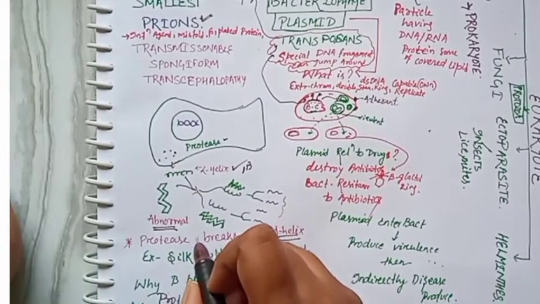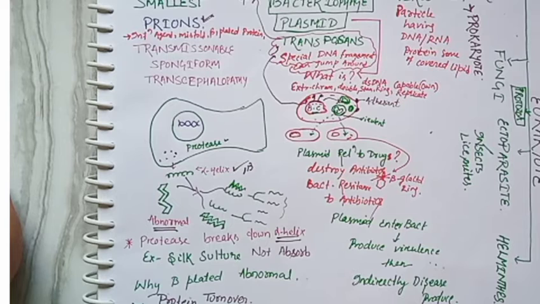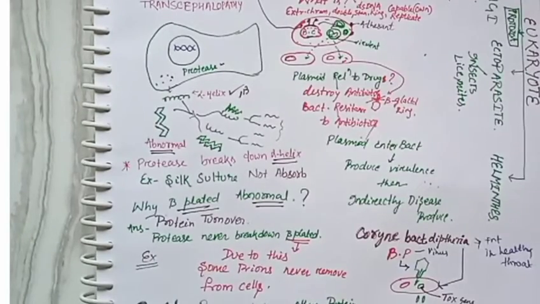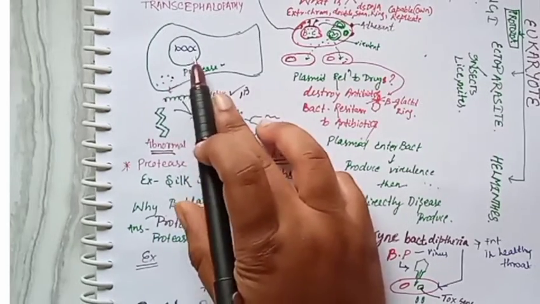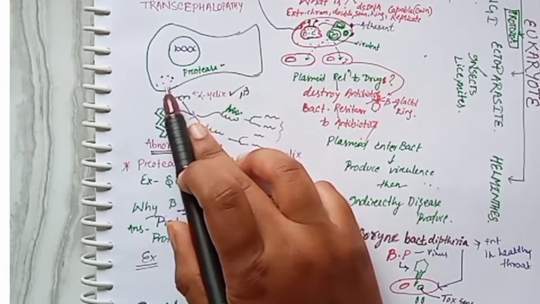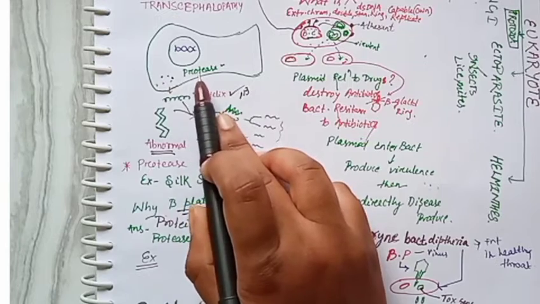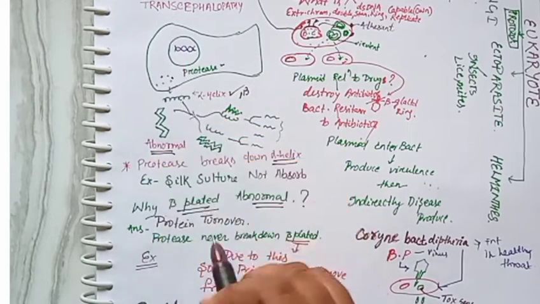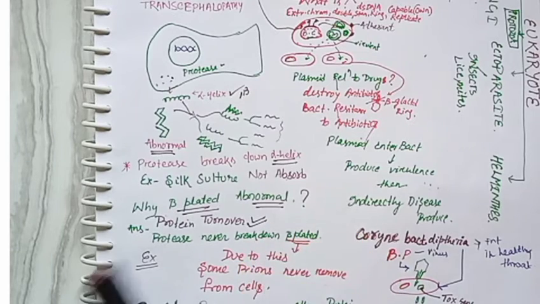Why it is called a prion, we discuss. Why are beta pleated known as abnormal protein? Because there was a concept given by scientists that from the nucleus the proteins which are synthesized are always degraded by protease and new proteins are synthesized. In that way we call it protein turnover. So we discussed what is protein turnover.